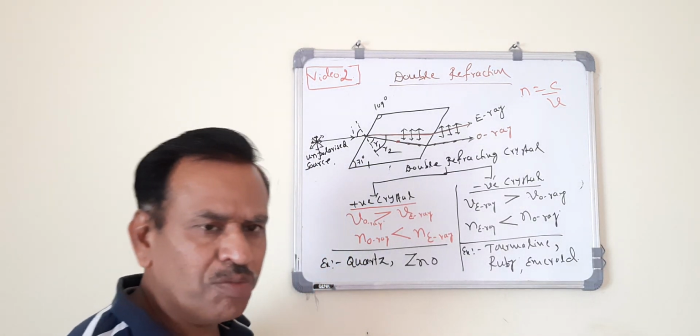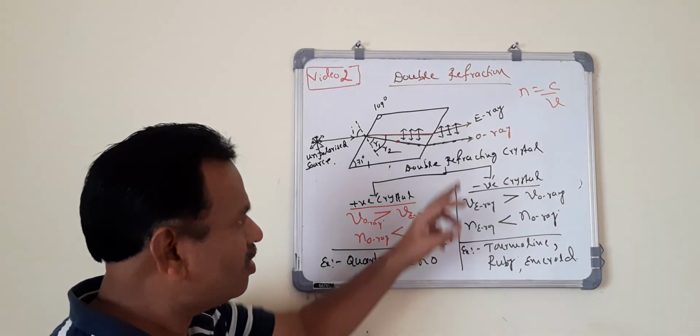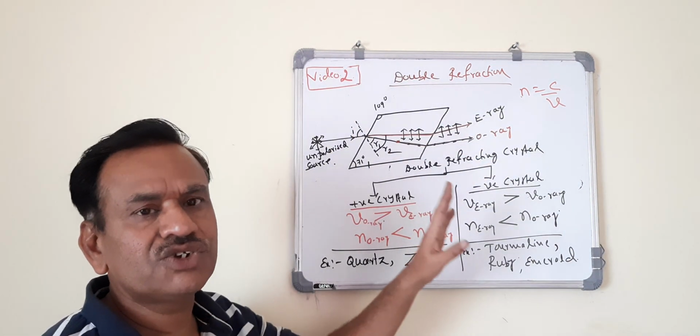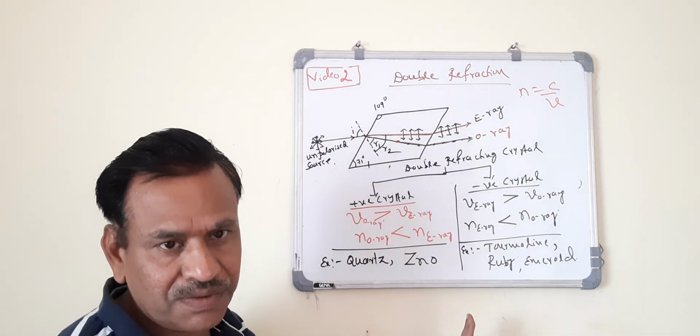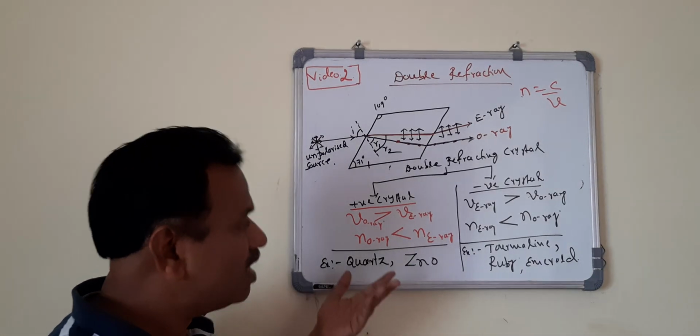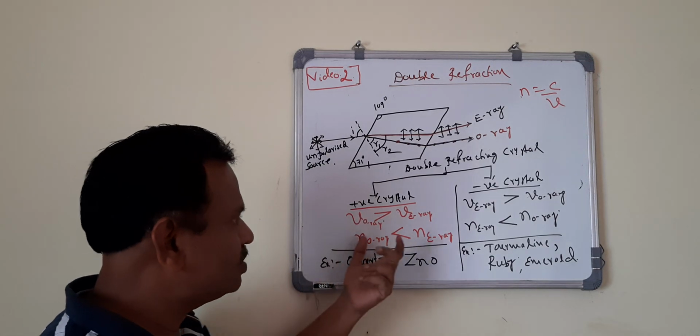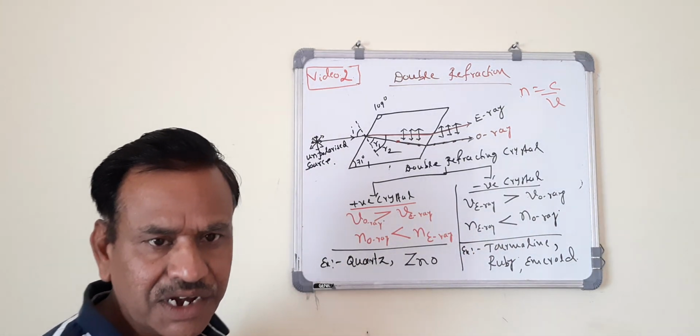That line is called an optic axis, along which the velocity for the ordinary ray is equal to the velocity for the extraordinary ray. Don't forget that point. Next, the different double refracting crystals are classified into two types: one is the positive crystal and the other is the negative crystal.